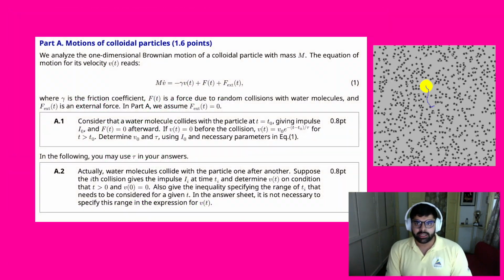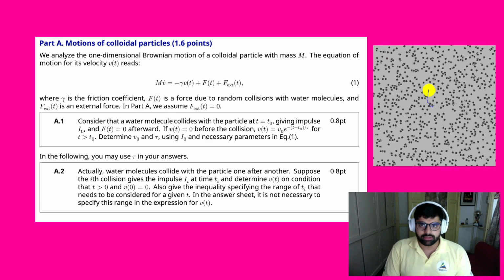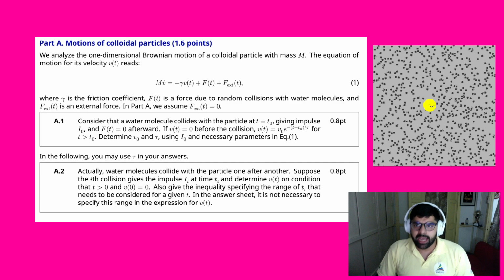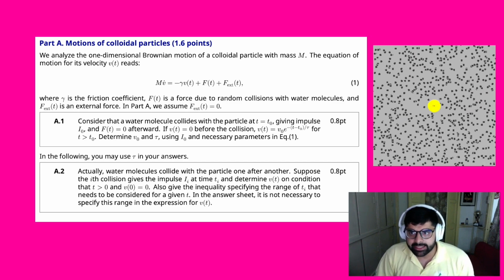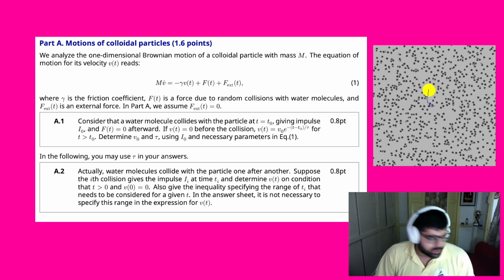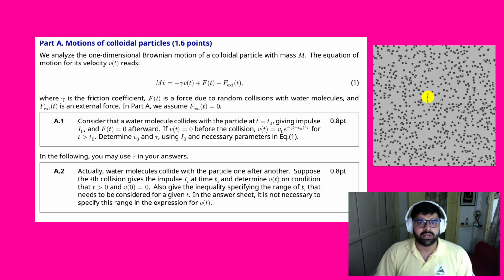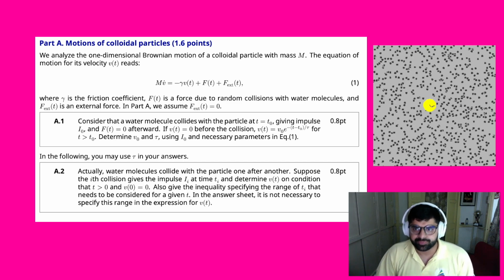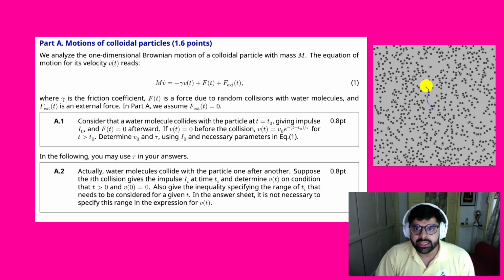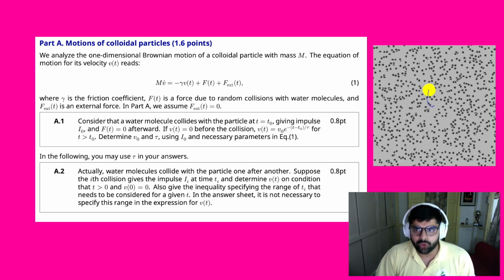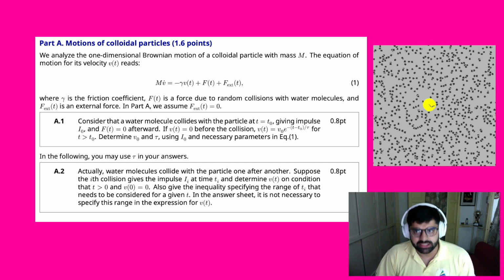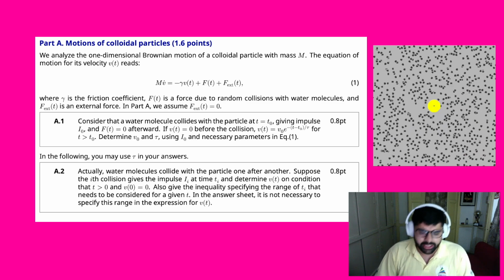The next question says actually water molecules collide with particles one after another. Suppose the i-th collision gives the impulse Ii at time ti. Determine v of t on the condition that t is greater than 0 and v0 is equal to 0. Also give the inequality satisfying the range of ti that needs to be considered for a given t. In the answer sheet, it is not necessary to specify this range in the expression for v of t. All right, we understand.